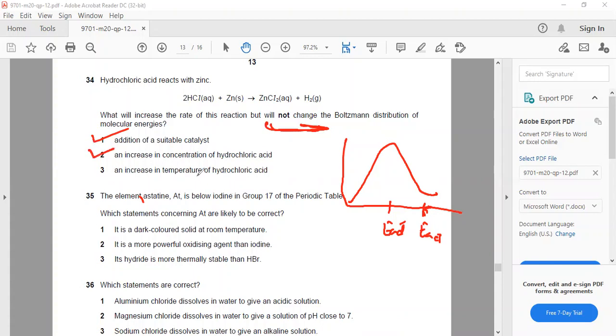If you change the temperature, the curve will change. The curve will be like this. If you have low temperature and high temperature, the curve will be like this. Okay. So not changing the curve means 1 and 2.